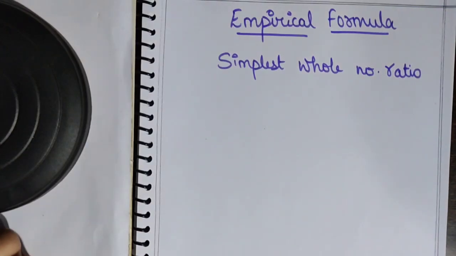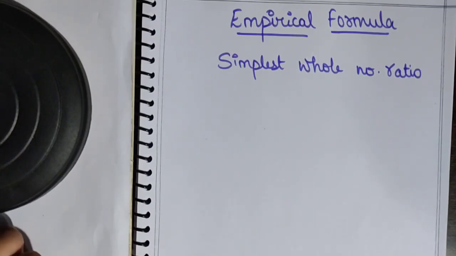Empirical formula. What is it? It is the simplest whole number ratio of atoms in a compound. How does it differ from molecular formula? Molecular formula is the actual number of atoms in a compound. Molecular formula represents in its formula the actual number of atoms in the compound. In empirical formula, we represent the atoms in a compound in its simplest form.